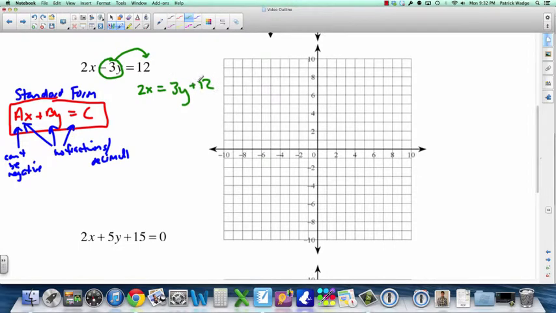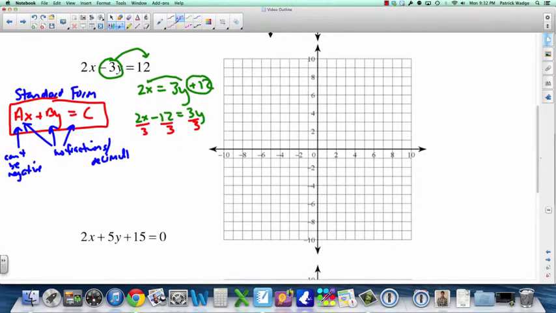But I don't want the plus 12 on the side. I want the y by itself. So let's take the plus 12 and move that to the other side. So now I have 2x, plus 12 comes to the other side and becomes -12 equals 3y. And I want y by itself. This is 3 times y, so I'm going to have to divide this side by 3 and divide both things on this side by 3.